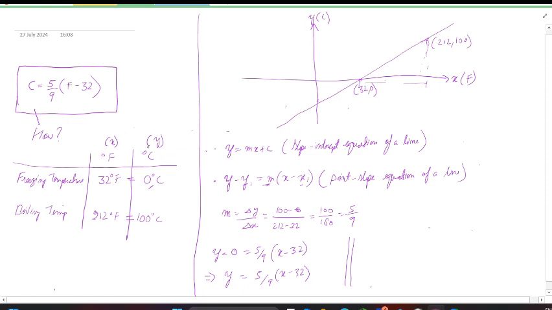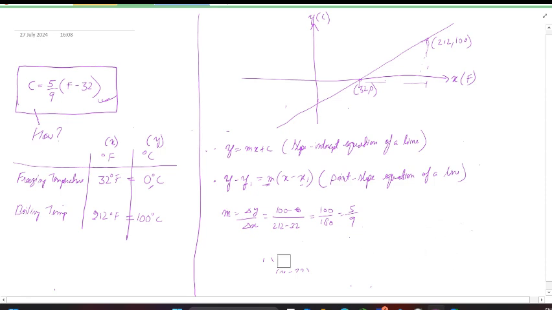Now we know that y represents Celsius, so we can replace y with C, and x represents Fahrenheit, so you can replace x with F, and so we get this formula. So this formula and this formula are the same. This is how we can derive this formula. Now, as I said, you can use the other point as well. There will be a bit more steps in the calculations, but we'll get the same result. So let's do that one as well.